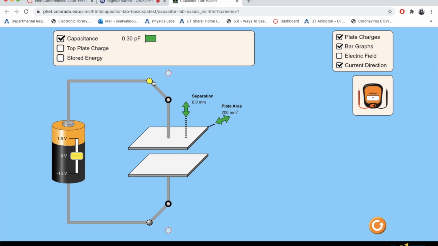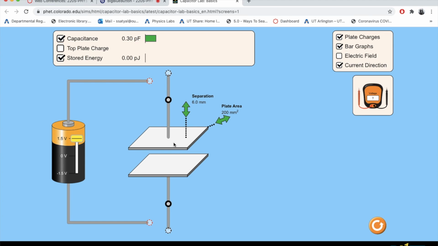Here are some connectors that you can use to connect the plate to the battery source or disconnect it. You can change the battery voltage from here and this arrow here. I'll usually work with the positive voltage, so 0 to plus 5 or the maximum voltage. It says it goes up to 1.5 volts. And here I may want to record what the stored energy in the plates is.